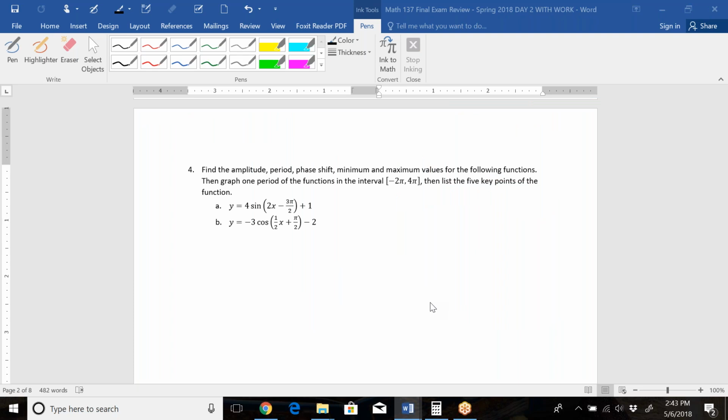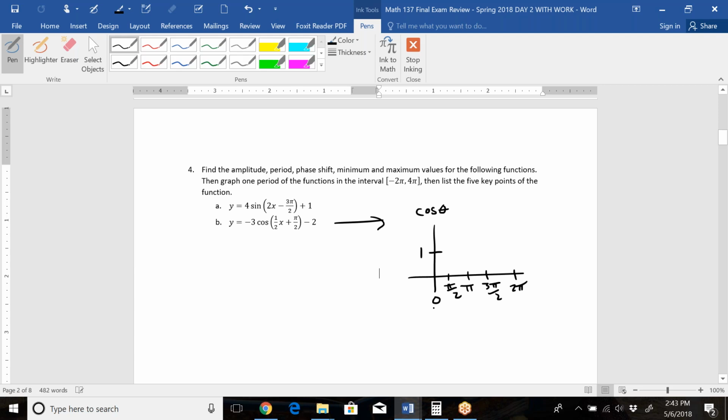All right, for number 4, we're graphing again, and we did A in class, so I'm going to look at B. This is essentially a transformation of a cosine wave, so kind of remind yourself what the cosine wave naturally looks like. This is kind of the parent function. On the natural cosine wave, remember this is 0. We have pi over 2, pi, 3 pi over 2, and 2 pi. It completes its cycle from 0 to 2 pi naturally, and 1 and negative 1, obviously.